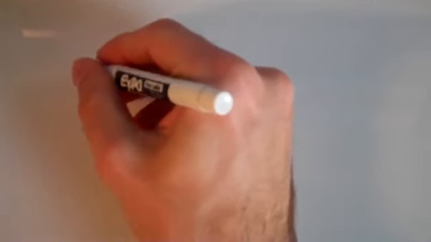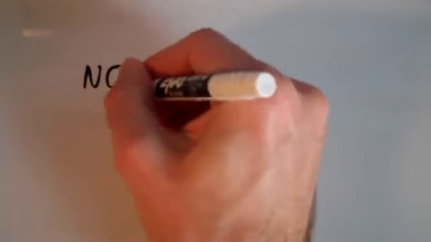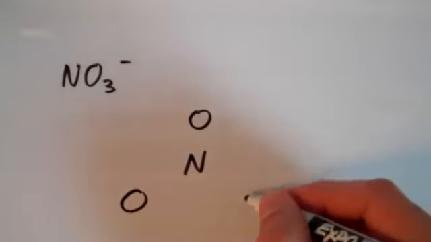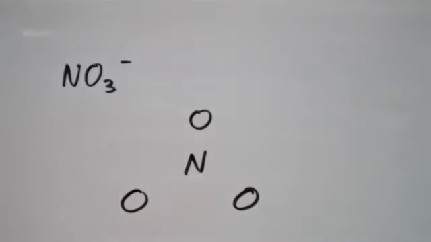How about the Lewis structure for nitrate ion, NO3 minus? Let's just start from the beginning and do the Lewis structure completely. So the skeletal structure with the least electronegative atom in the center is going to be this. That is our skeletal structure.